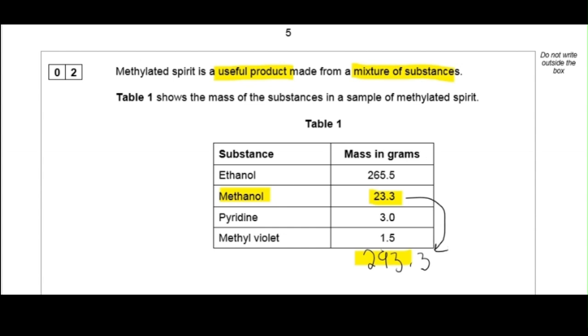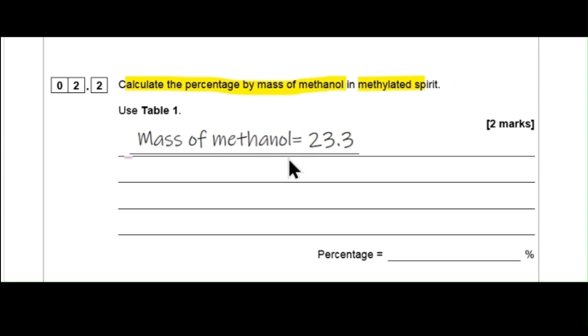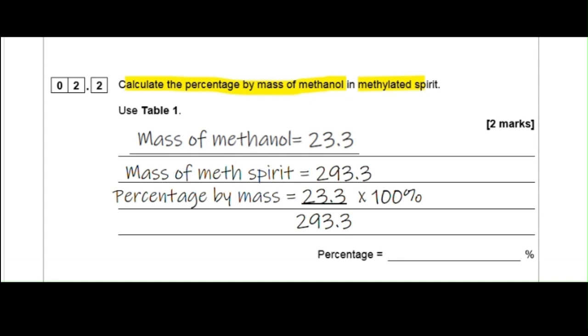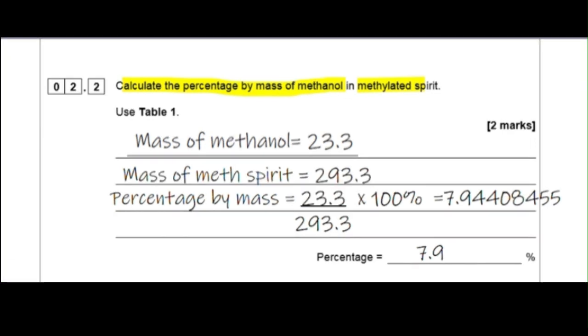So now we find the mass of methanol, 23.3, and we've got to now find the percentage of methanol in the 293.3. So we're writing it out here on the answer grid. Mass of methanol over mass of methylated spirit. We're going to divide the 23.3 by 293.3, times that by 100%, round it to two significant figures, and the answer is 7.9%. 1 mark for the fraction times 100 and 1 mark for your 7.9.